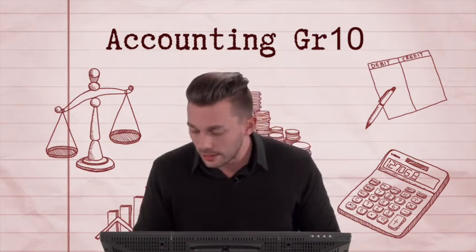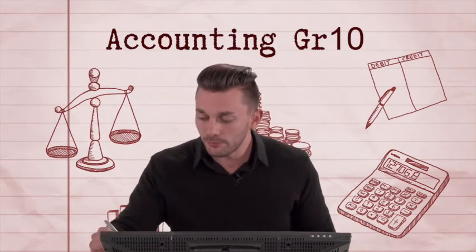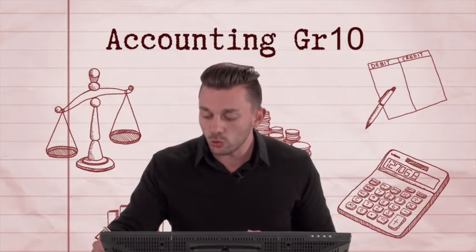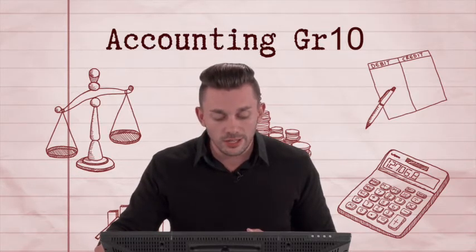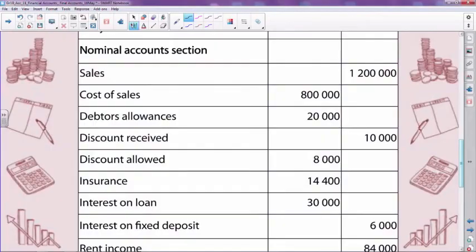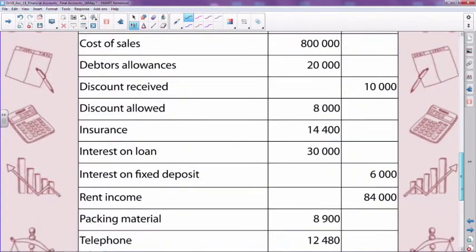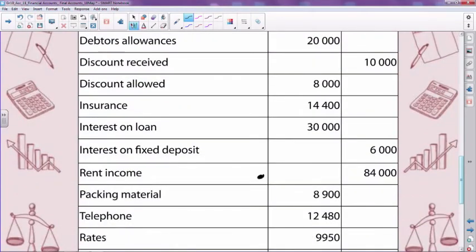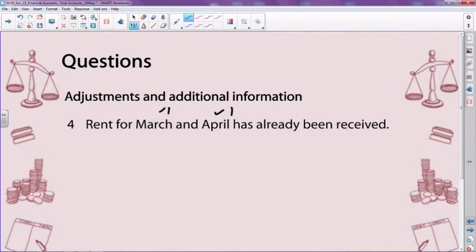Go and look for rent income. So let's go and look for rent income, and remember rent income is in your nominal section. So let's look in your nominals. As you can see, it's not there yet, but here it is at the bottom. Here's my rent income. So here's your amount, it's 84. So you now need to use this 84 in your adjustment to calculate how much was income received in advance. So I gave you a tip there. So 1 minute to complete this.